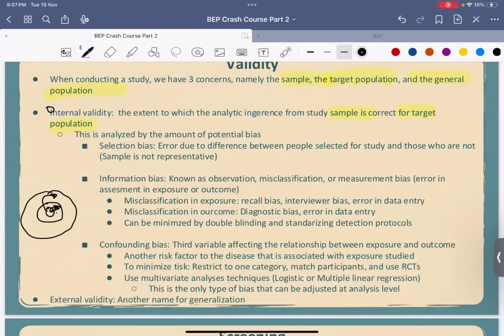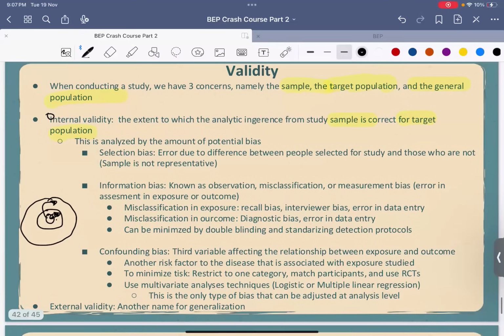So this slide is very important. I don't know why I'm not bolding and underlining, maybe because of the space. This is very important. It's always asked, okay? So the internal validity is analyzed by the amount of potential bias. Again, there are three main types of bias that you need to know. Okay, the first one is called selection bias. So if you have more bias, obviously it's less valid. The inference is less valid.